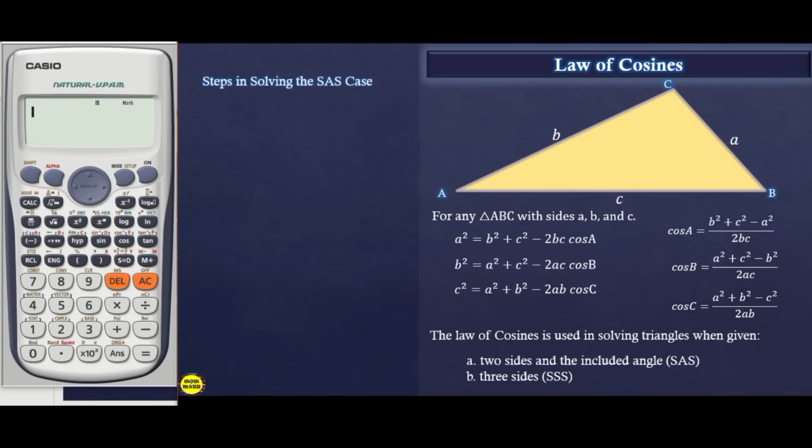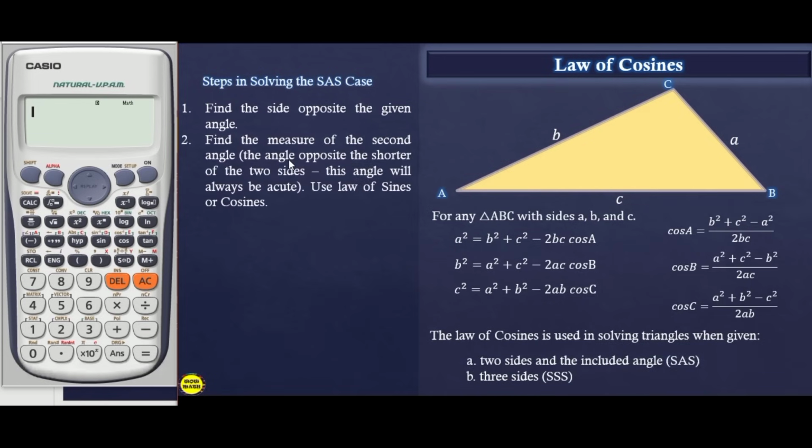So kapag SAS po yung ating given, first is find the side opposite the given angle. Since isang angle lang yung given mo dyan, ang una mong kukunin ay yung side opposite ng angle na given. And then after nun, kukunin natin yung angle nung side na mas maiksi or the shorter side. Since dalawang side yung given, titingnan mo kung ano yung shorter side doon. Yung opposite nung shorter side, yun muna yung kukunin nating angle.